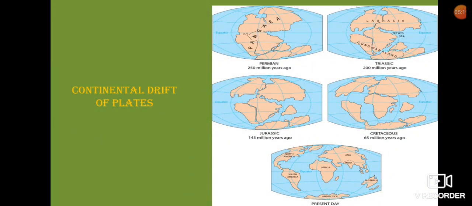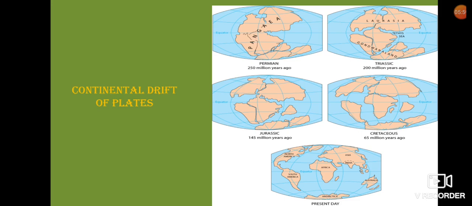Continental drift of plates has been happening over the last millions of years. As you were informed earlier, about 250 million years ago, this complete landmass was a single landmass named Pangaea. This Pangaea had two different parts, the northern part and the southern part. The northern part was named Laurasia and the southern part was named Gondwana land.